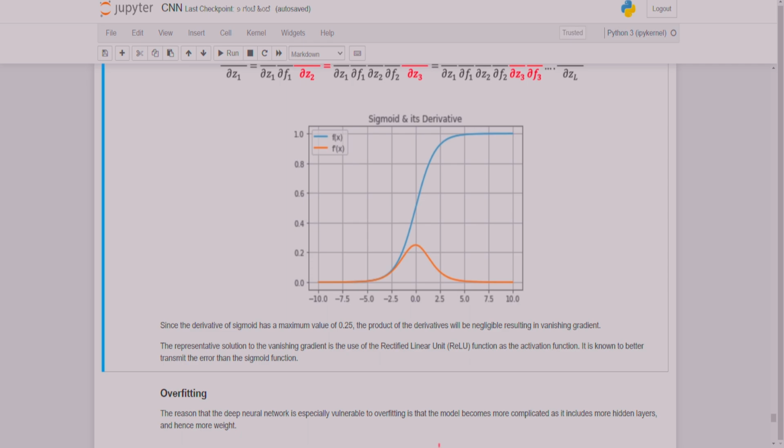ReLU will compare any input with 0, and whichever is maximum will be passed. On the right side, for values more than 0, it is a straight line, y equal to x. On the left-hand side, it is completely 0. For all the negative values, it will be 0. As soon as the input crosses 0, it becomes this. So now, can anybody tell me how this ReLU function solves the vanishing gradient problem? You can answer orally or you can type. All right.